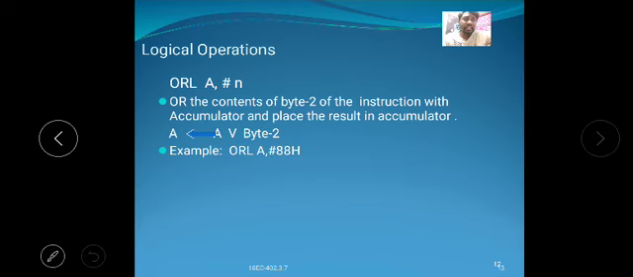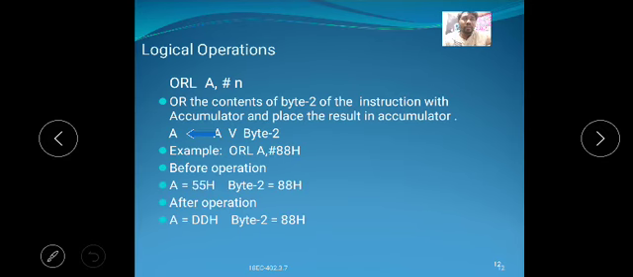This is the immediate addressing mode. ORL A comma hash N: OR the content of byte 2 of the instruction with the accumulator and place the result in the accumulator. That is, A tends to A OR the 2 byte instruction, that is the immediate number.